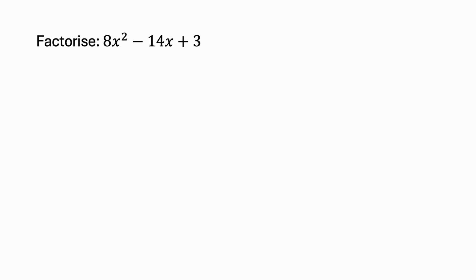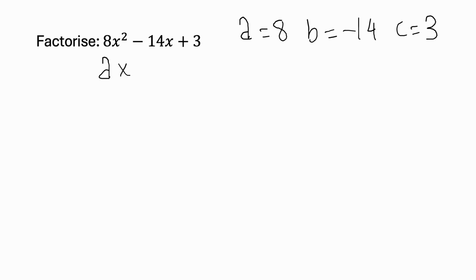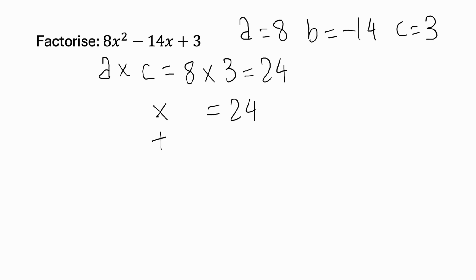Okay, let's look at this one here. So our A is 8, our B is negative 14, and our C is 3. Now we need to work out two numbers, but before that, we need to do A times by C. So 8 times by 3, which is 24. And then we need to work out two numbers that times to make 24, but add to make negative 14. Factors of 24 are 1 and 24, 2 and 12, 3 and 8, and 4 and 6.